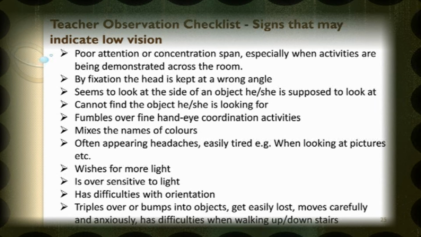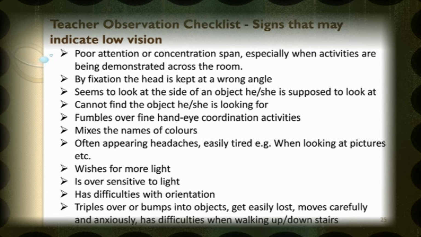Poor attention or concentration span, especially when activities are being demonstrated across the room. By fixing, the head is kept at a wrong angle. Seems to look at the side of an object he or she is supposed to look at. Cannot find the object he or she is looking for. Fumbles over fine hand-eye coordination activities. Mixes the names of colors.